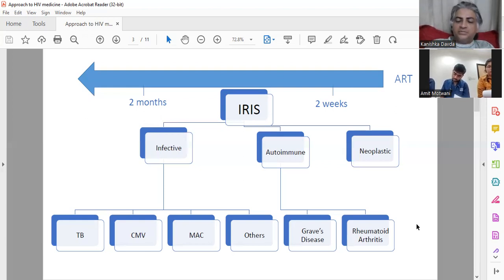You have to explain to them that now for the next 2 weeks to 2 months, there can be more symptoms. You may feel worse. But if you feel worse, you don't stop the medicine, you come and show me. I will treat it. But don't stop the medicine. This way you have to explain to them when you are starting ART.